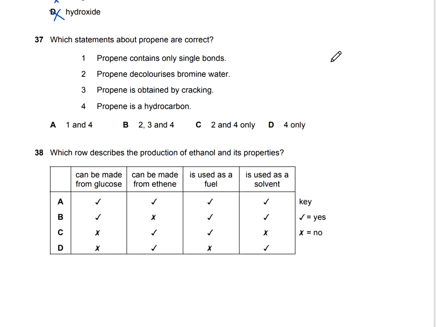Which statements about propene are correct? 1. Propene contains only single bonds. If we're talking about single bonds, it should be propane, not propene. 2. Propene decolorizes bromine water. Yes. 3. Propene is obtained by cracking. Yes. 4. And propene is a hydrocarbon. Of course, it is a yes. So the correct answer for this is letter B.